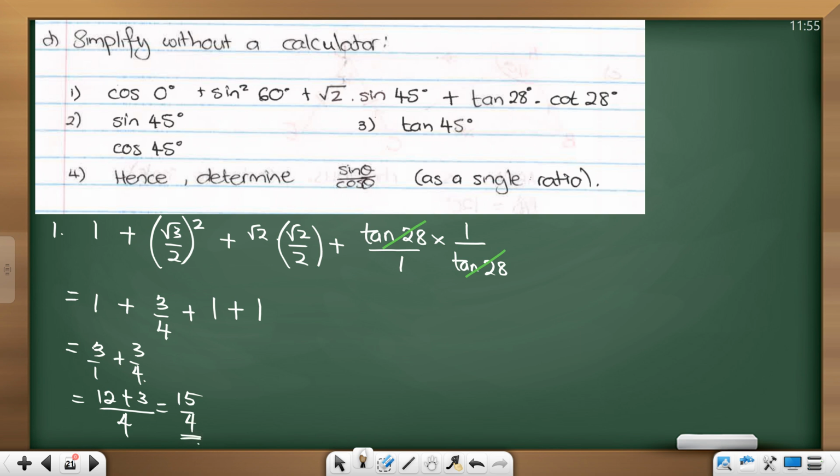Why are you fighting with this calculator? Got the wrong answer with the calculator.